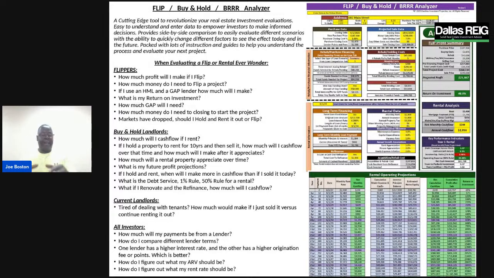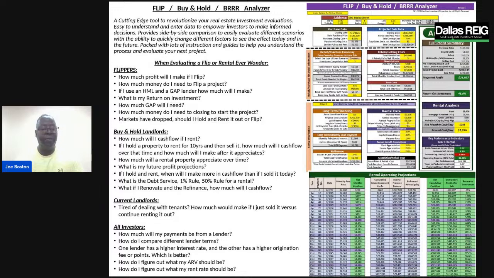So we can analyze, and it can give you basically all those amortization schedules, so you can actually have a good feel for what those numbers look like. If I hold and rent, when will I make more cash flow than if I sold it today, right? So what time period in the future, and how long do I need to hold it, that will exceed how much I'm going to actually receive in cash today. So what is the debt service? The 1% rule, the 50% rule for a rental, we'll cover that.